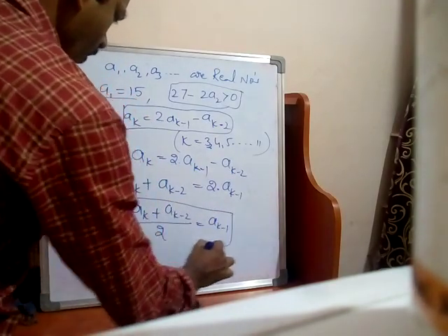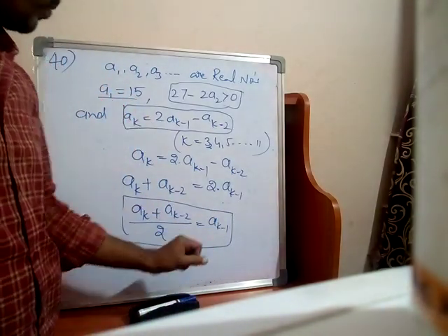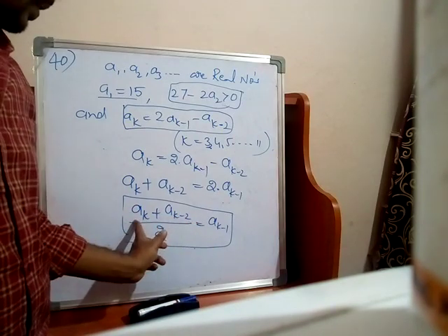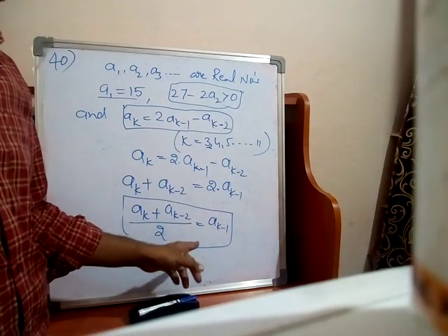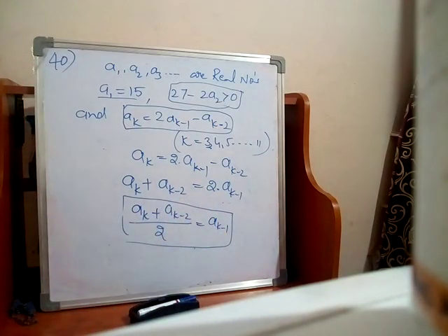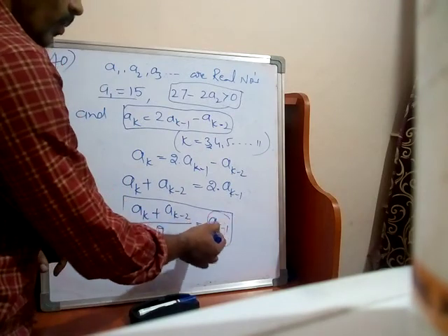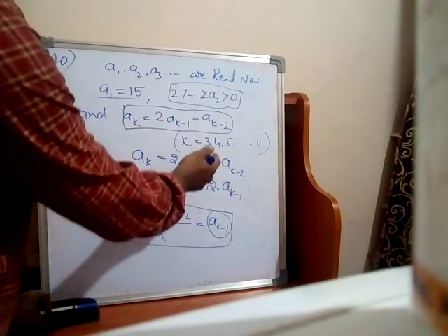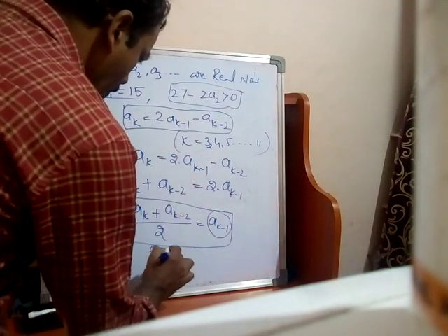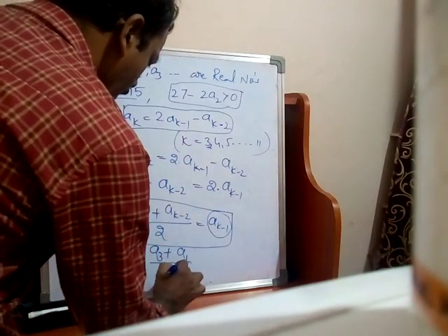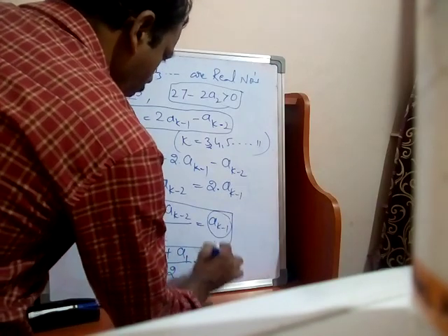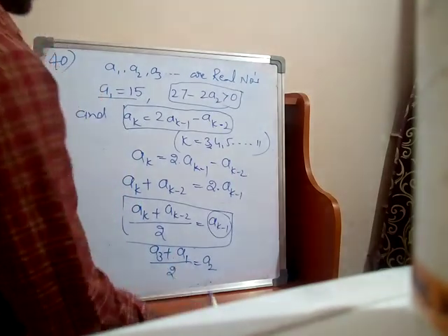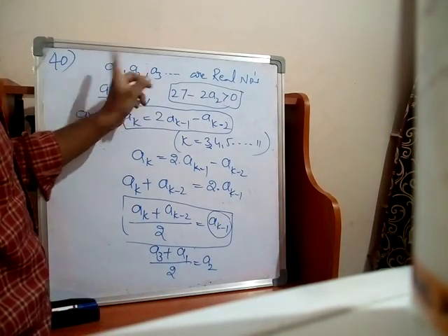What is the meaning of this? AK minus 1 is equal to AK plus AK minus 2 by 2, which means AK minus 1, AK, AK minus 2 are in arithmetic progression. Why? Because this is the arithmetic mean that lies between AK and AK minus 2. Now see this: if you take K is equal to 3, A3 plus A1 by 2 is equal to A2, that is 3 minus 1, 2. So A2 is the arithmetic mean that lies between A1 and A3.